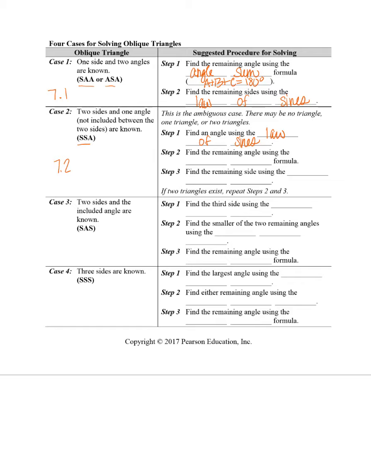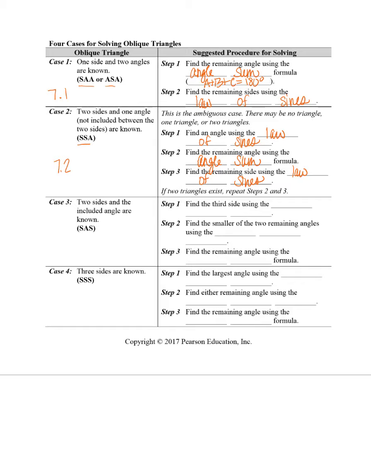After you use the law of sines, you may come up with no triangle because the sine of that angle given is greater than 1. But if there is a triangle, it could be 1 or 2, so we go on to step 2. The remaining angle is found using the angle sum formula. Step 3, find the remaining side using the law of sines. If 2 triangles exist, then you repeat the last 2 steps there.